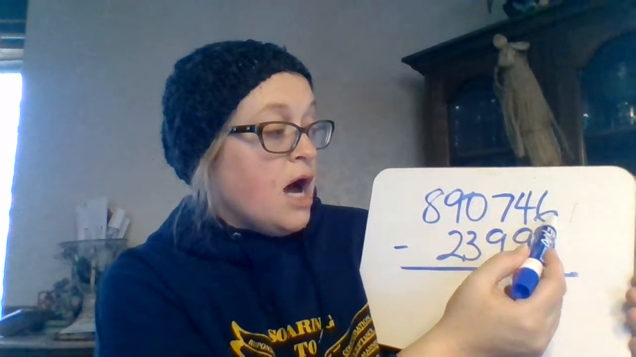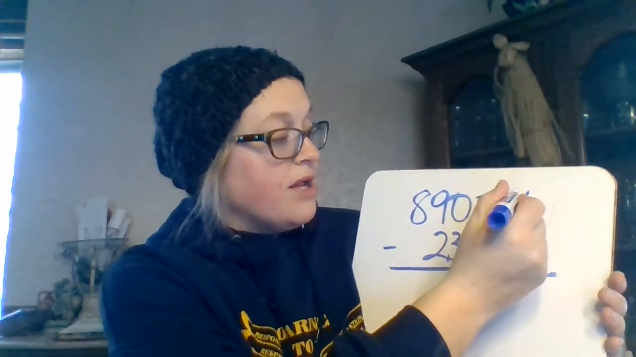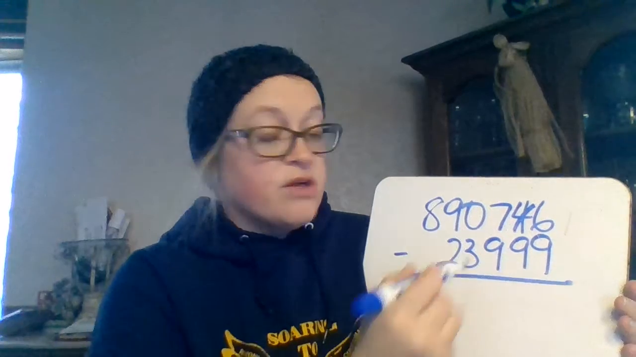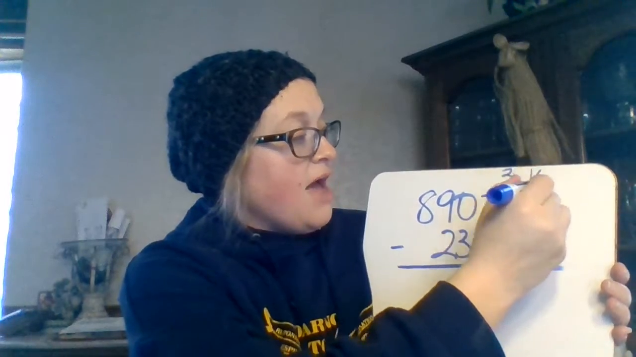If it's big on the top, no need to stop. Big on the floor, you got to go next door. So the one over here that is the bigger one is on the floor. So we can't do that. We got to go next door, borrow from this 4, make it a 3, and unbundle that over into the ones. And now you have 16. 16 minus 9 is 7.